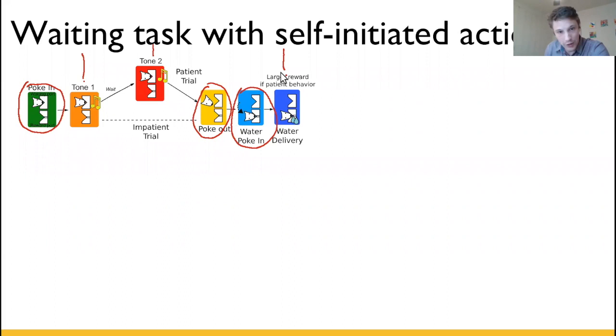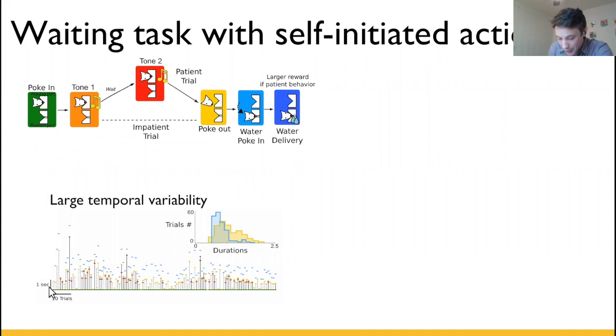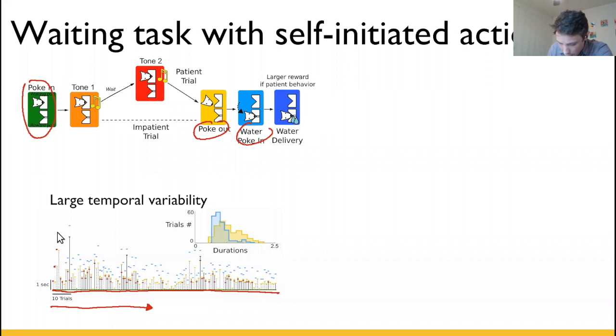Now the important part is that, I will explain the task and show you the video in a second, but the important part is that if in each trial in one session, you align in time to the poking of the animal, and you look at the onset of the poke out or the water poking that are here colored in every trial with dots, you see that the temporal variability of this transition is very high. It can last hundreds of milliseconds or several seconds.